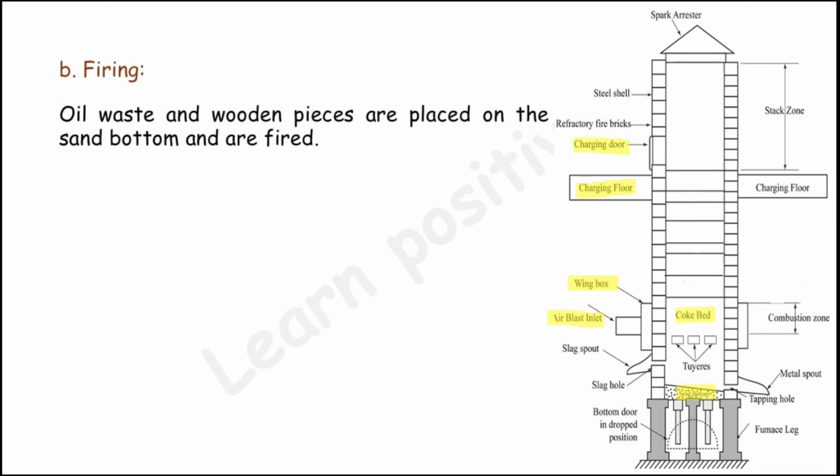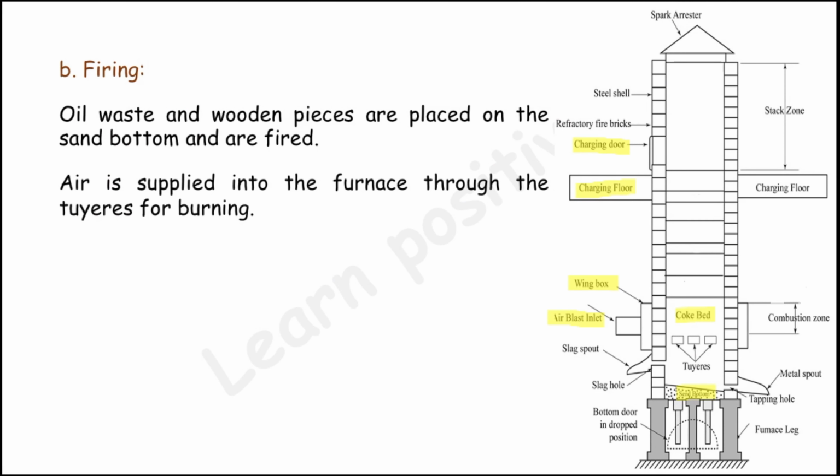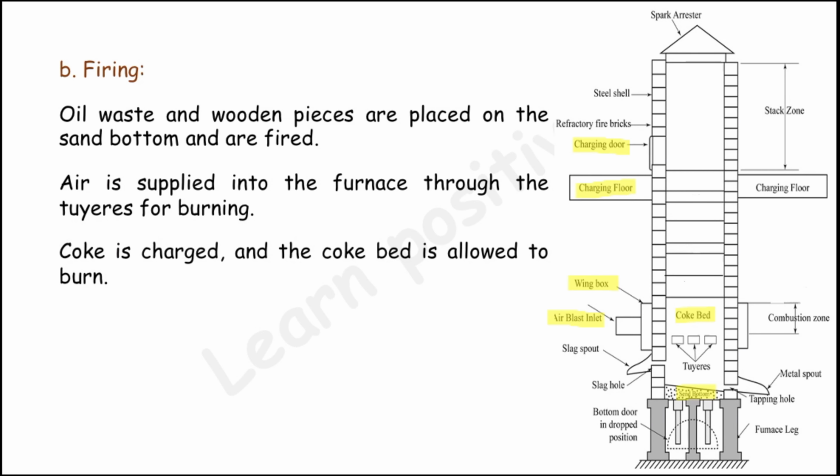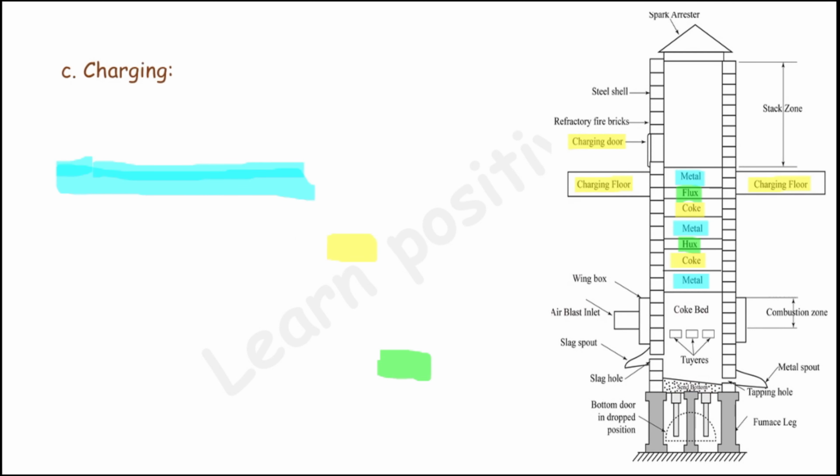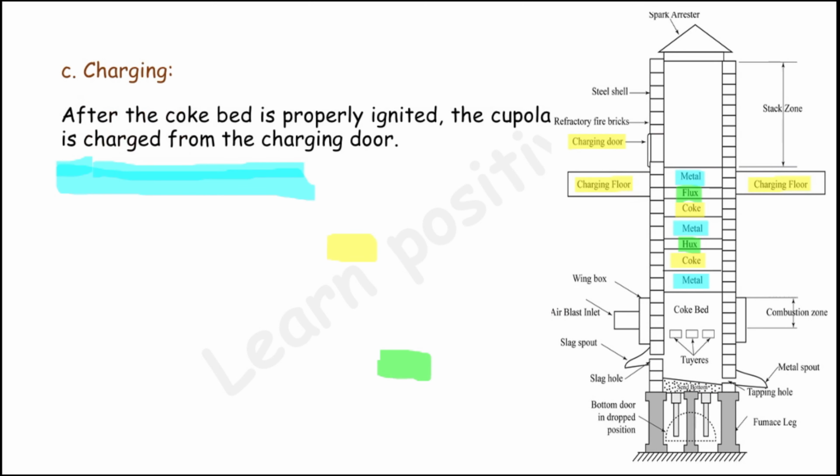In the firing zone, oil waste and wooden pieces are placed on the sand bottom and are fired. Air is supplied into the furnace through the tuyeres for burning. The wind box is used to blow the excess air into the tuyeres. The coke is charged and the coke bed is allowed to burn. So the coke bed is formed above the tuyeres and the charging station.